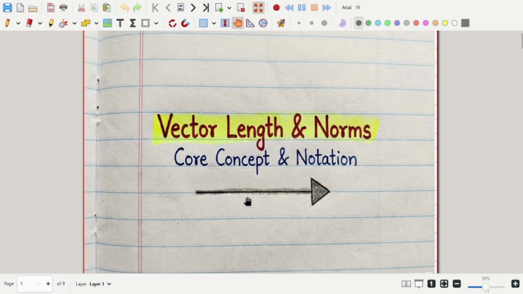Hello, today we are going to learn some concepts which will help us to solve a problem. So now let's learn vector length and norms.